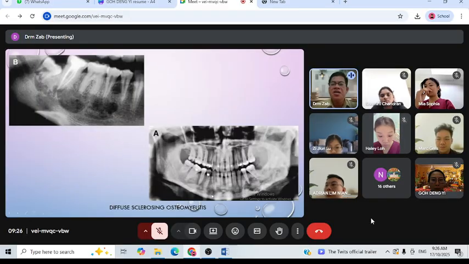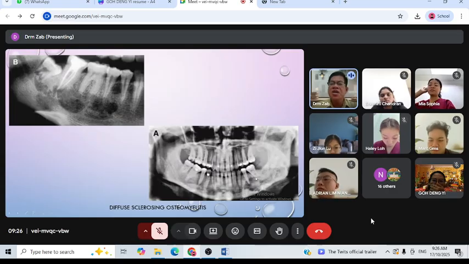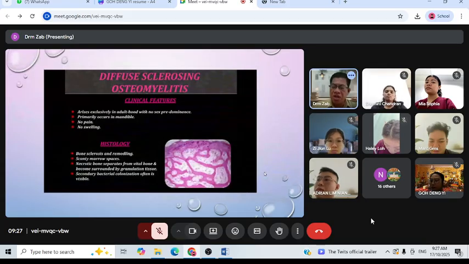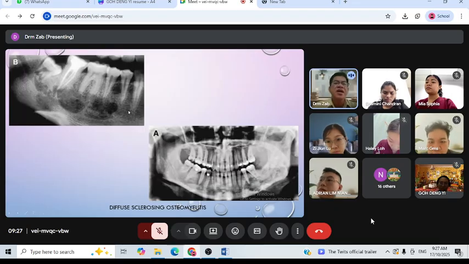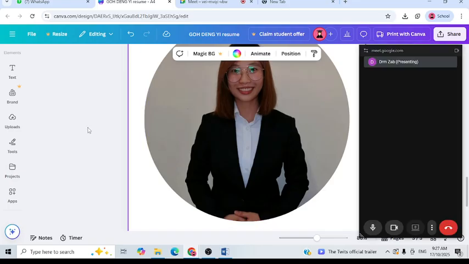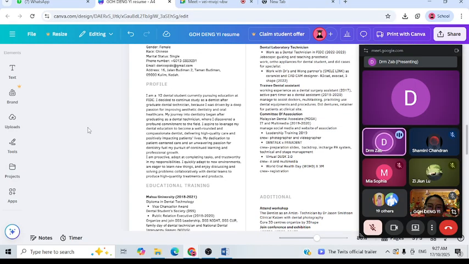So you look at this diffuse sclerosing osteomyelitis. Basically, we don't know where the pathology ends. Same here, you don't know where the pathology ends. So if you do a radical treatment, for example, you need to resect quite a lot of bone. So that is the difference between diffuse and focal. Focal, you will see the lesion at a localized area. Diffuse, this is how it looks. It's diffuse around the mandibular area with no definite pathological margin.